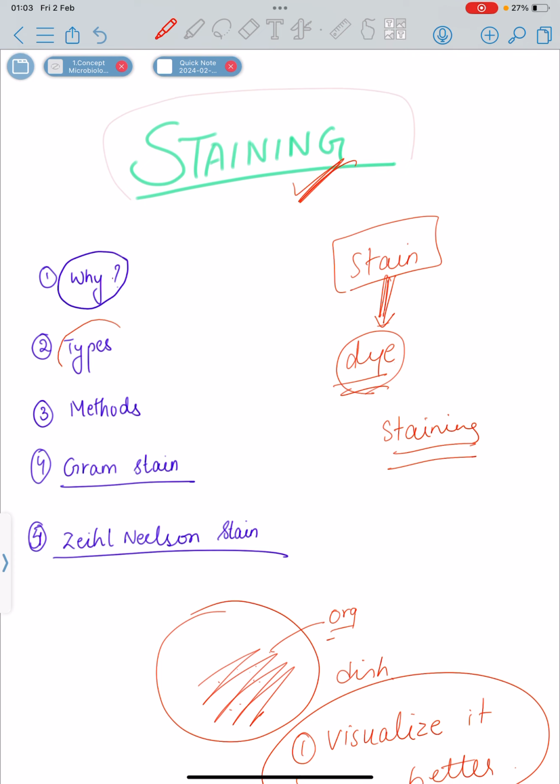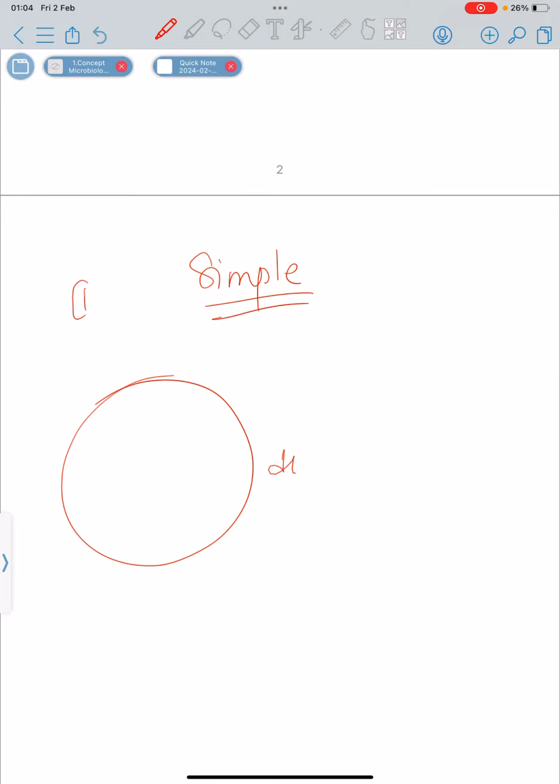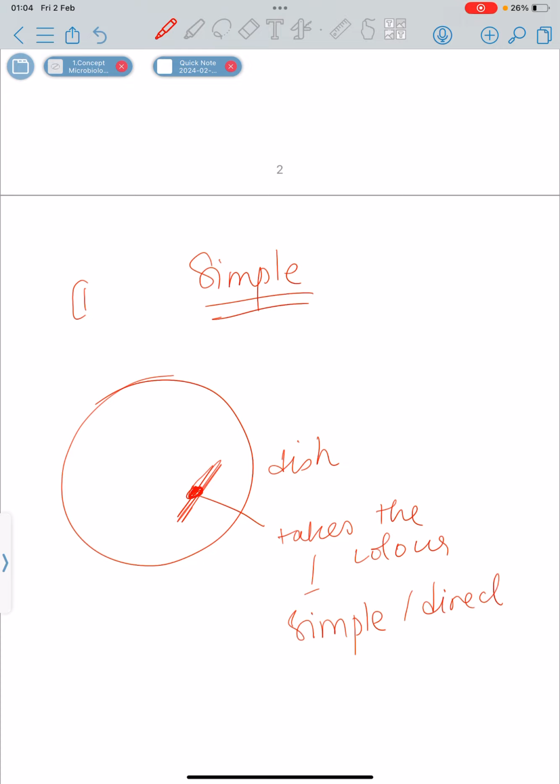Now let us discuss the types of stains. What are the types of stains? There can be simple stains. Simple stain basically means that you took one dish, there were some organisms, you stained it, it took the color. So if it takes the color, then it is a simple or direct stain.